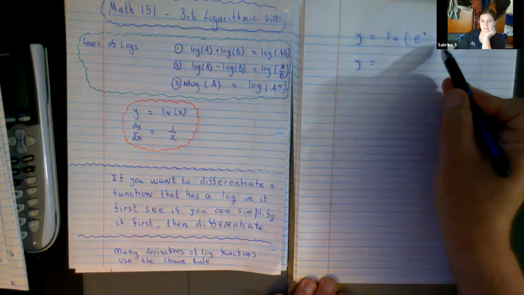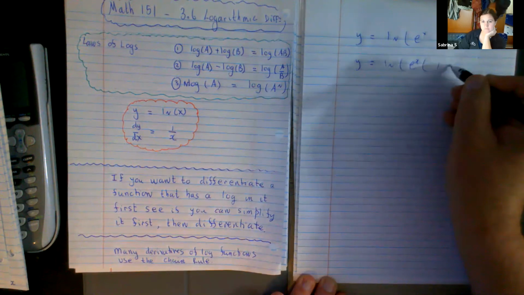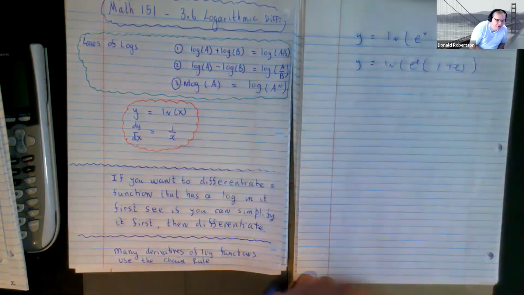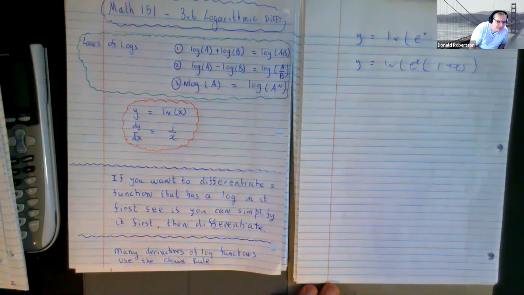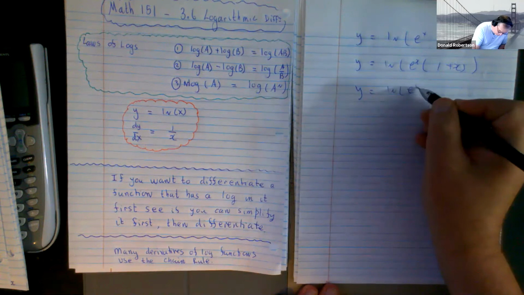Pull out the e to the x. Now, do you see two things multiplied? Because that's what I see. And if you see two things multiplied, can't you separate them as a log plus another log?